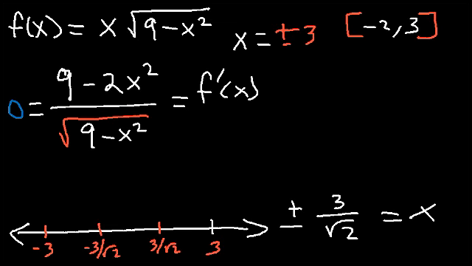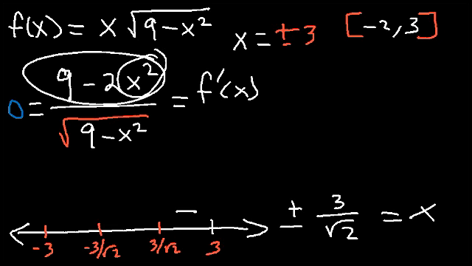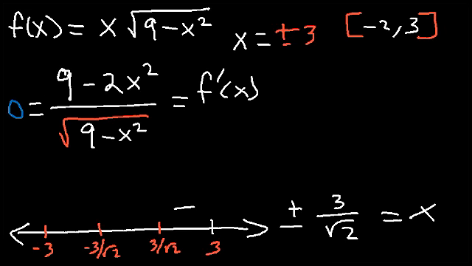But if we plug in 2.5 squared into the top, that's negative 3.5. So it's negative. And if you plug in, let's say, negative 2.5, because this is squared, it's going to give you the same result. But if you plug in 0, a number between negative 3 over root 2 and positive 3 over root 2, then it's going to be positive. 9 minus 2 times 0 squared is simply 9, so it's positive in this region.